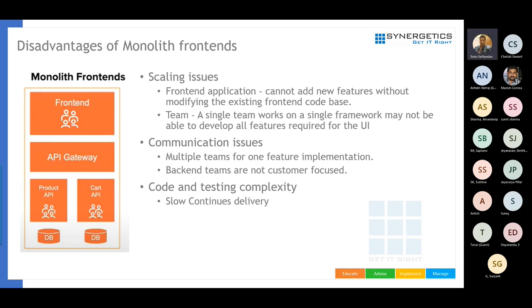So the front-end application development team needs to communicate with multiple teams to understand about that particular service. Suppose the front-end application development team, that means the UI team, needs to consume the product API, they need to communicate with the product API development team. If the front-end application needs to use the cart API, they have to communicate with the cart API development team. So that means the communication is more complex. The front-end development team needs to communicate with multiple other teams to build the back-end services.